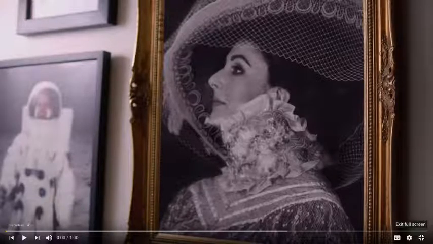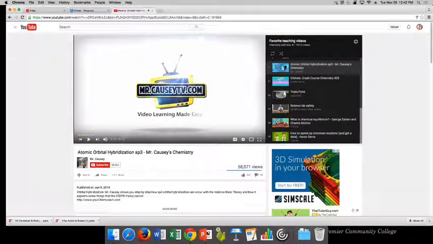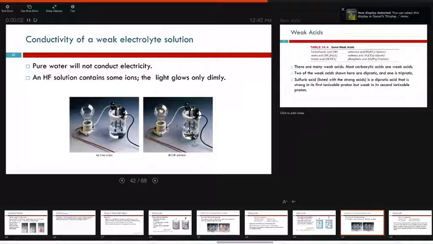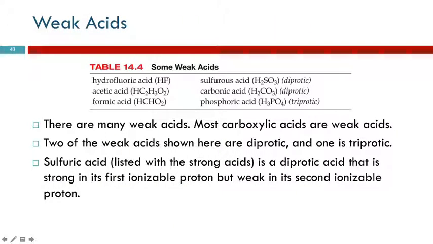So, weak and strong in reference to acids doesn't have anything to do with how dangerous they are. It has to do with how much they ionize. Oh, this stupid computer. Okay.